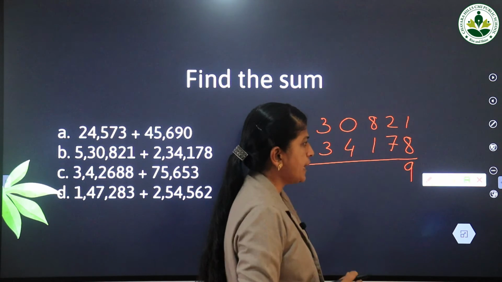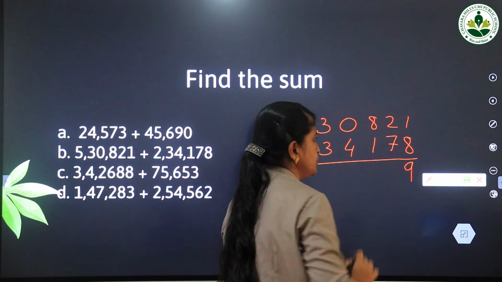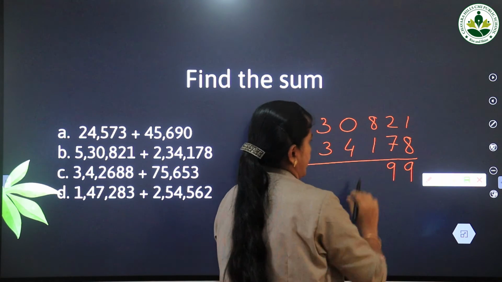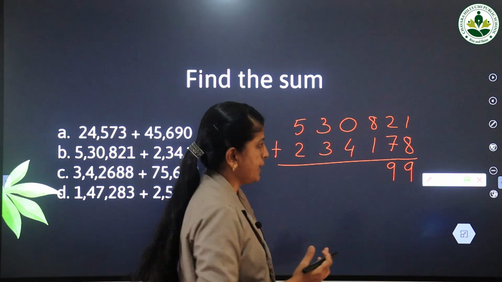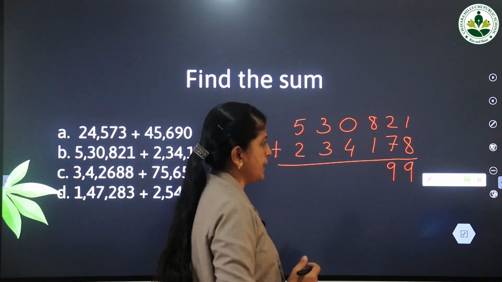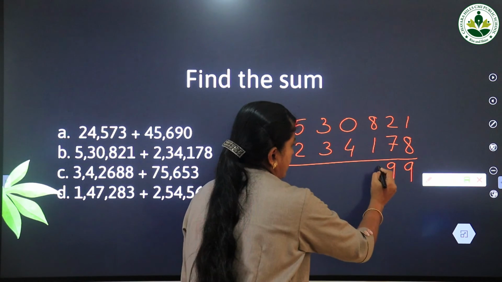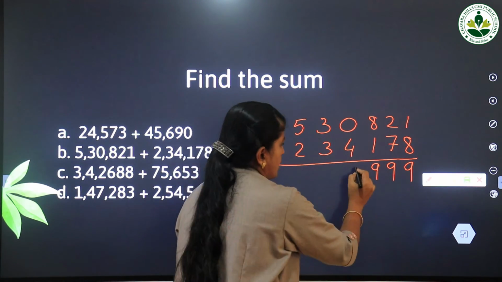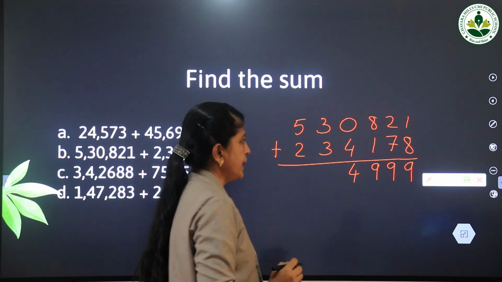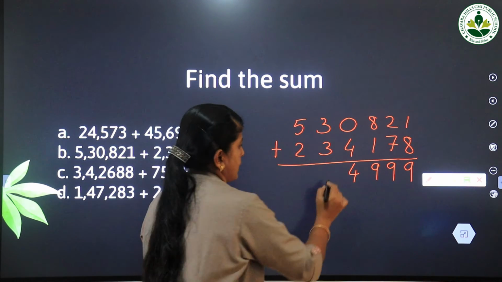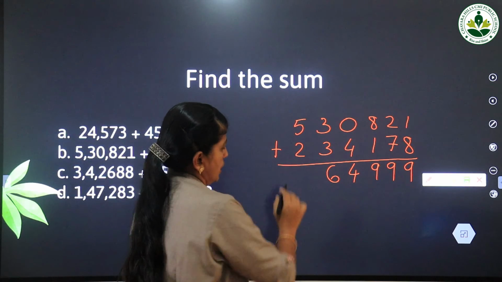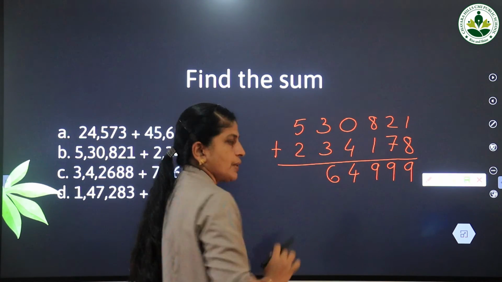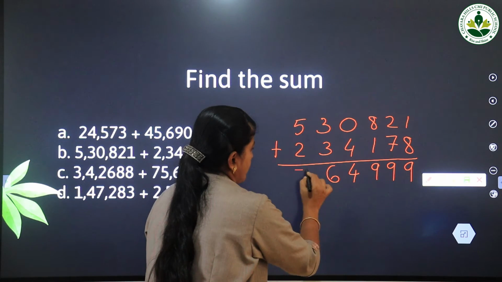Then add the digits in the tens place. 7 and 2. 7 plus 2 is 9. Again, hundreds place digits. What are they? 1 and 8. 1 plus 8 is 9. Next, 4 plus 0 is 4 itself. Then 3 plus 3 is 6. Then add the lakhs place digits. 2 plus 5 is 7.